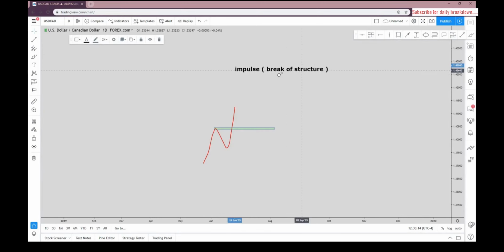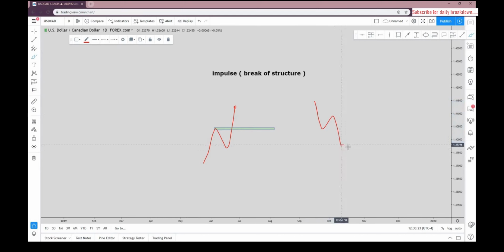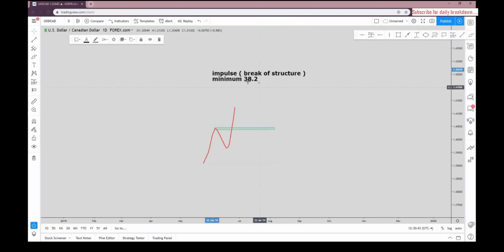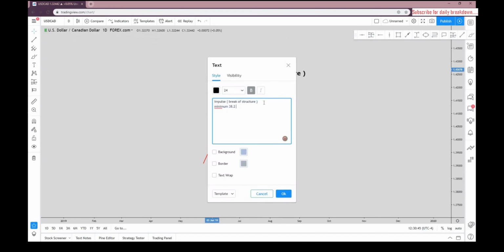So basically, the market needs to create either a higher high, so a high that is above this high here, or the same exact thing, the market needs to create a low that is lower than the previous low. So either a higher high or a lower low. So we need to have a break of structure. Then we need to have another rule, which is we need to have at least a retracement to the 382 Fibonacci.